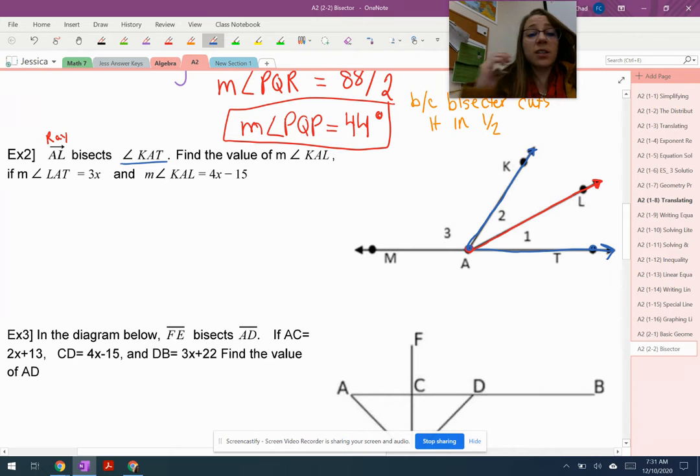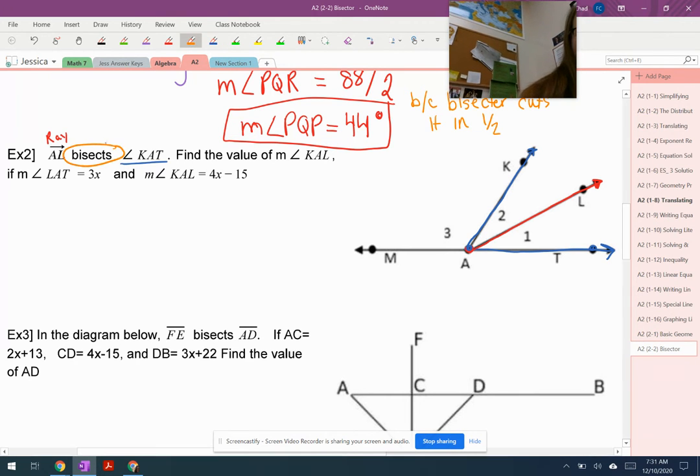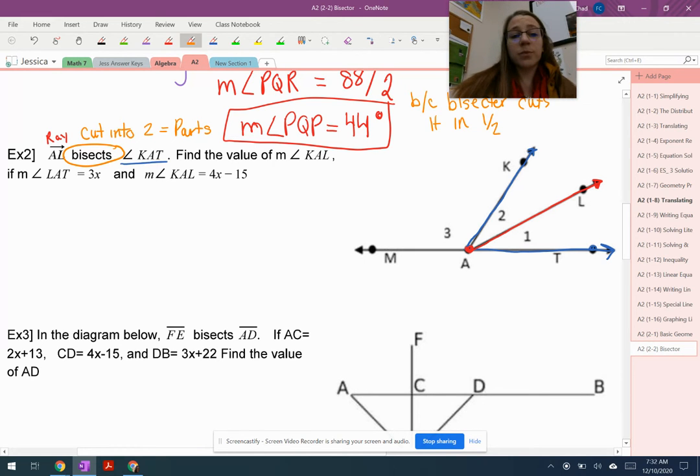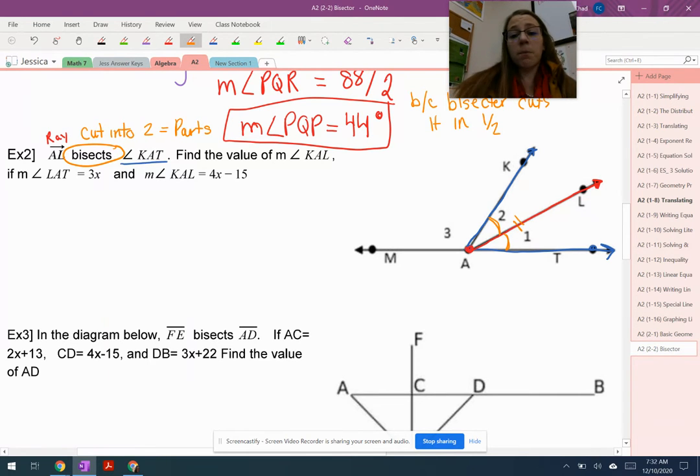So that guy gets cut in half because remember, bisect means cut into two equal parts. So that means that we know that this angle is equal to this angle. These are equal. That's terrible notation. We shouldn't do that.